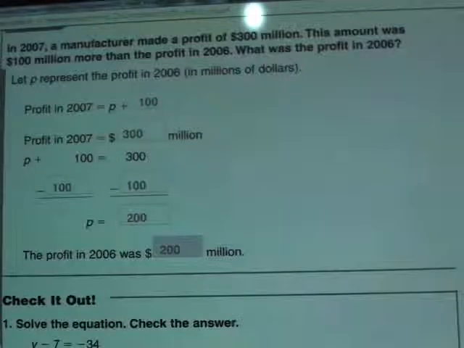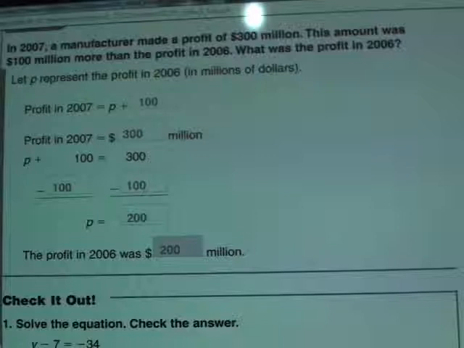So the P plus 100 equals 2007. The $300 million equals 2007. So those two things must equal each other. And that's how we get our equation: P plus 100 equals 300. Of course, 100 and 300 representing 100 million and 300 million. So we're going to solve that equation as it's set up there.